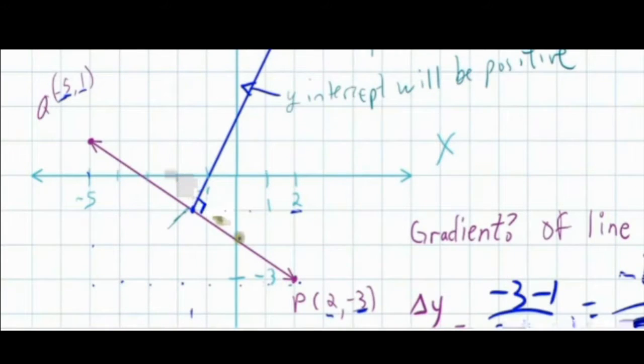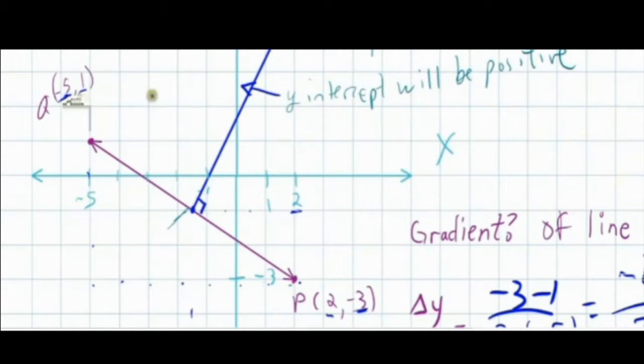Now, they want us to find the equation of the perpendicular bisector line. So it's the perpendicular bisector. I could have drawn another line out here that would have been perpendicular to this line, but it wouldn't be the bisector because it wouldn't be exactly at the middle.